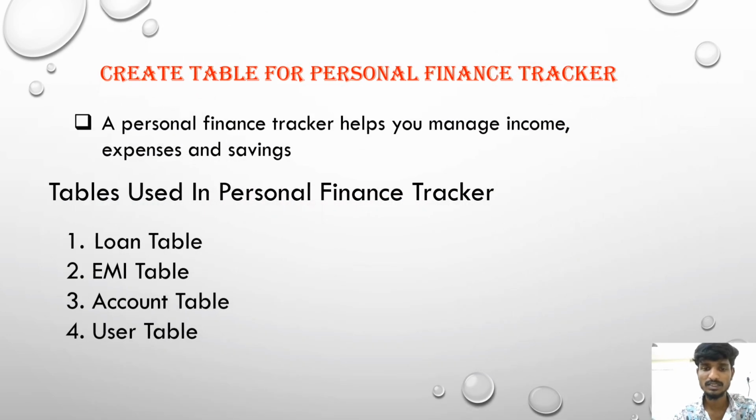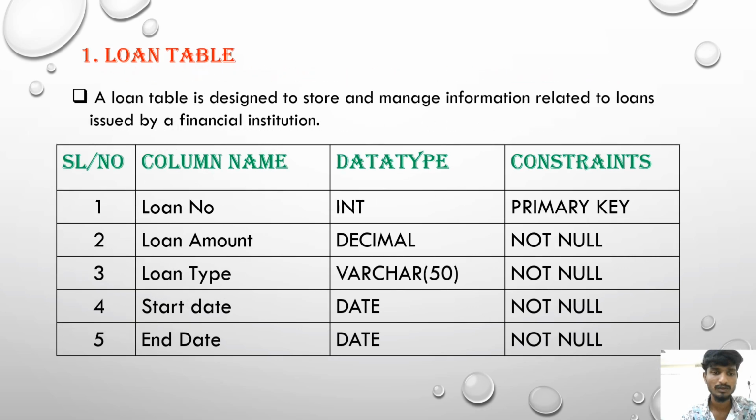Create table for personal finance tracker. A personal finance tracker helps you manage income, expenses, and savings. In this topic, I used four tables, that is four entities. One is loan table, EMI table, account table, user table. Loan table. A loan table is designed to store and manage information related to loans issued by a financial institutions.